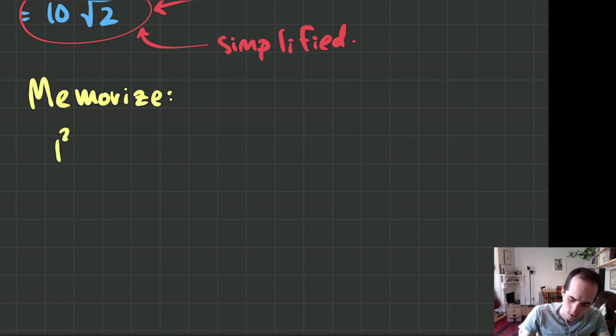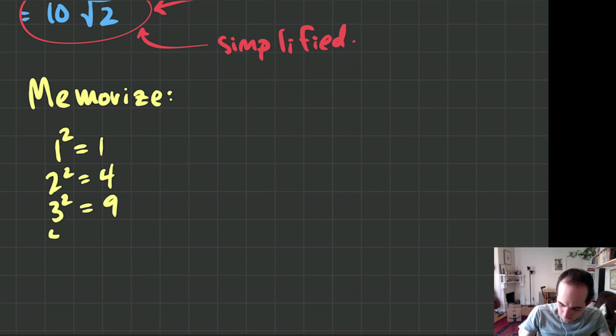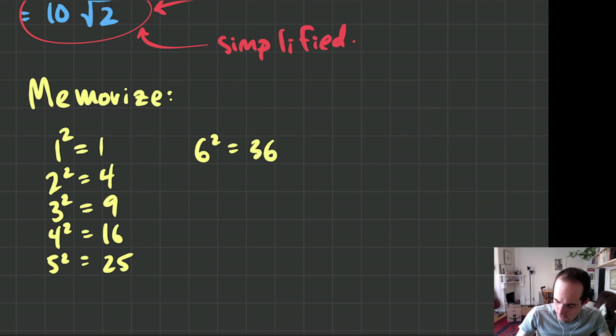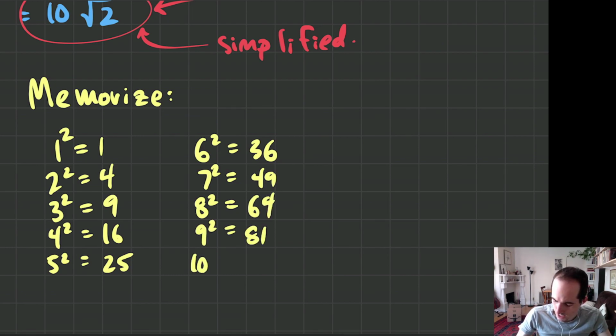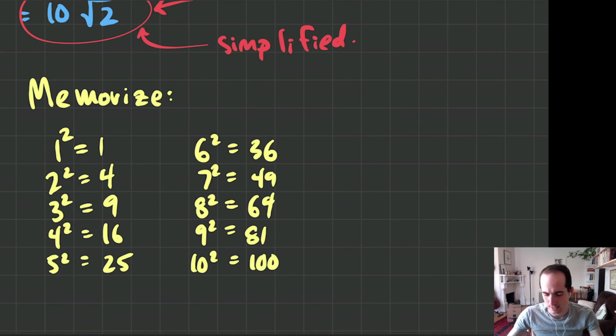So we need to memorize 1 squared, obviously that's 1, 2 squared is 4, 3 squared is 9, 4 squared is 16, 5 squared is 25, 6 squared is 36, 7 squared is 49, 8 squared is 64, 9 squared is 81, 10 squared is 100. These ones I kind of take for granted because they are in our times tables from 1 to 10, and I assume that you know your times tables. The ones that may take a little more work are these ones.